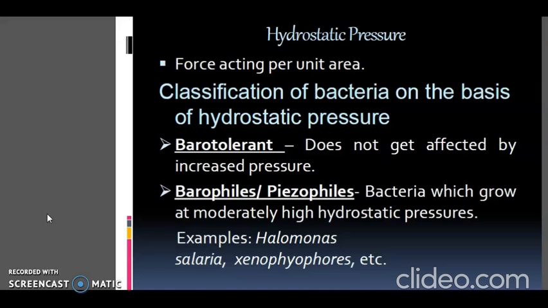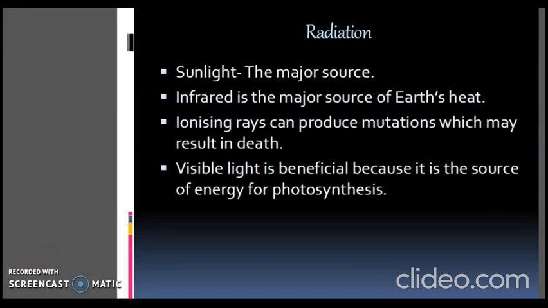And the other group is the barophiles or the piezophiles. They are organisms which can grow only at high pressure. They are unable to grow at lower or normal atmospheric pressure. And examples of barophiles include Halomonas, Shewanella, Photobacterium, Colwellia. The next factor affecting the microbial growth is the radiation.